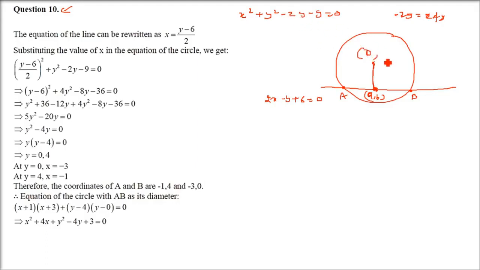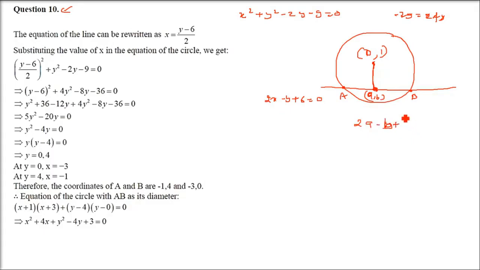So this is 0 and this is 1. 0, 1 is the center, and you drop a perpendicular on AB. I'm giving you the second solution. First solution is in front of you. I'll explain that also. So what will be the equation?